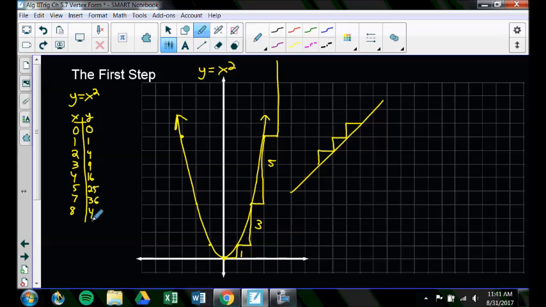I skipped 6 because I'm really good at counting. Believe it or not, counting is one of my strengths, so don't hold that against me.